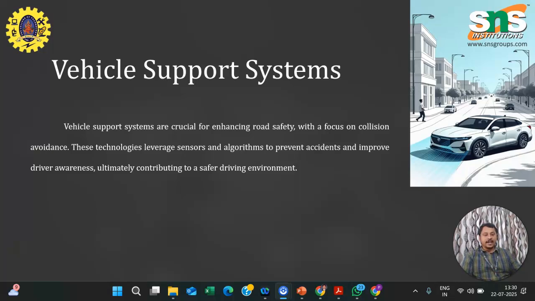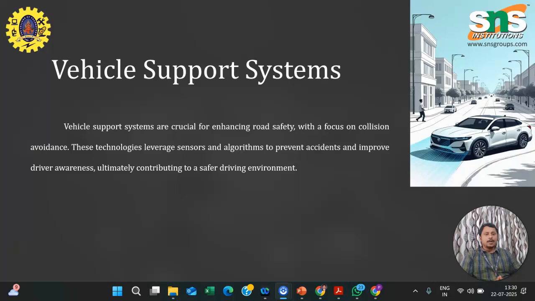Today we are going to see a lecture on vehicle support system. So before getting into the topic, we must know what these vehicle support systems are. These vehicle support systems are otherwise called driver assistance systems, simply called DAS. Nowadays this system is improved and further it is called adaptive driver assist system, that is called ADAS.